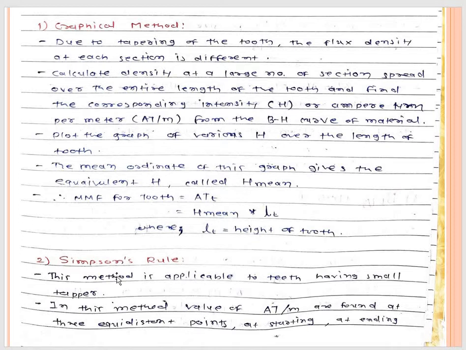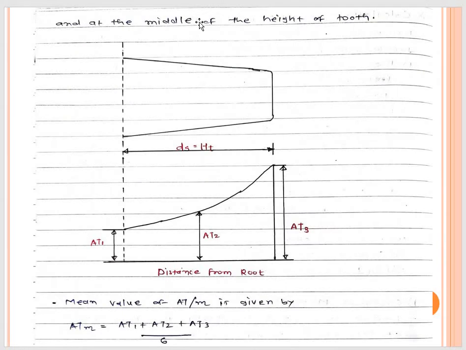Now let's discuss the second method, Simpson's rule. This method is applicable to teeth having a small taper. In this method, the value of ampere turn per meter or magnetic field intensity is found at three equidistant points: at the starting, at the ending, and at the middle of the height of the tooth.